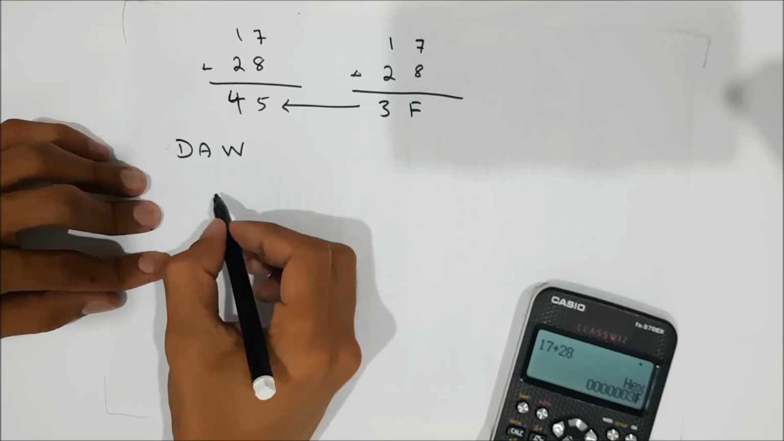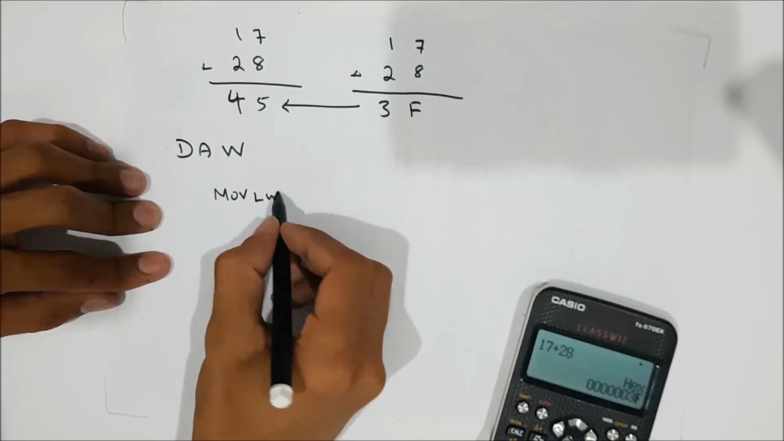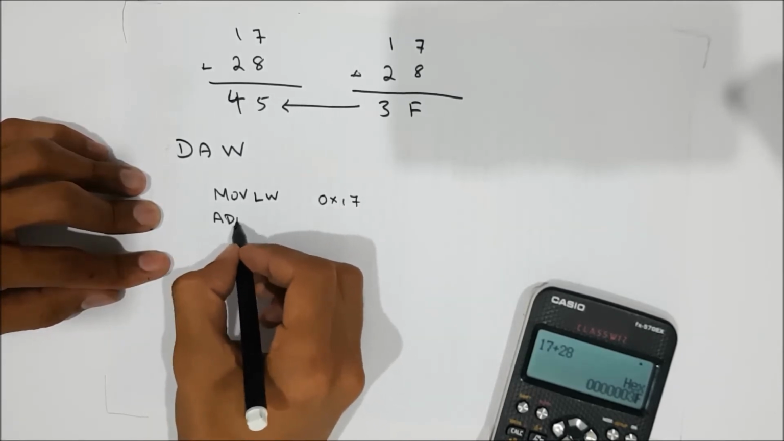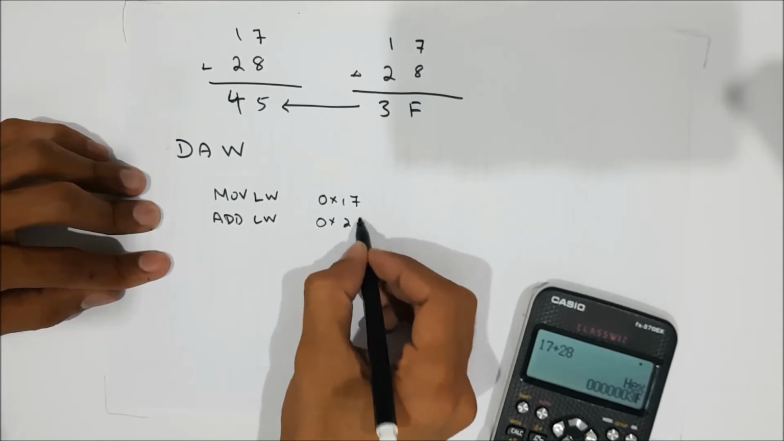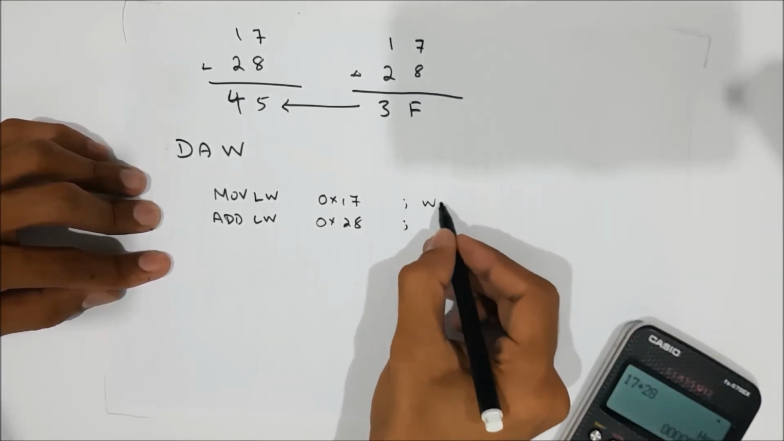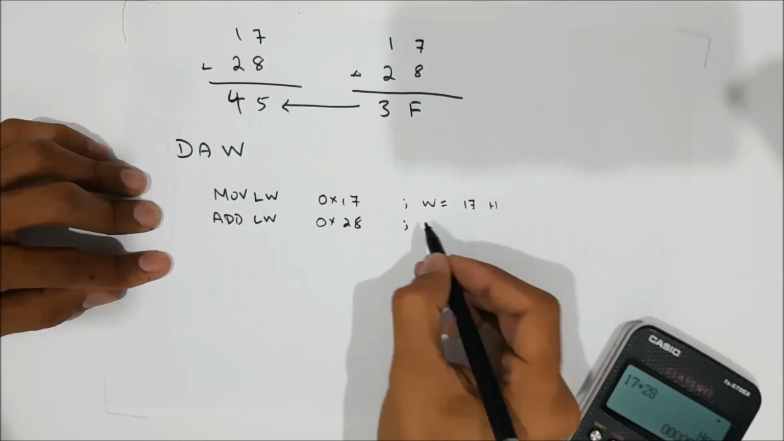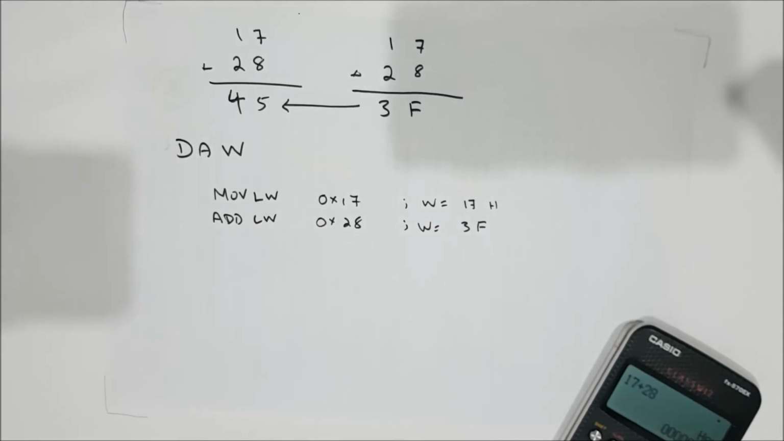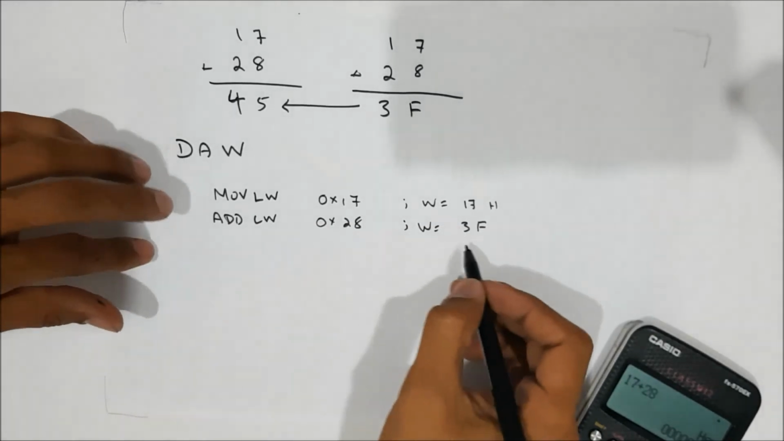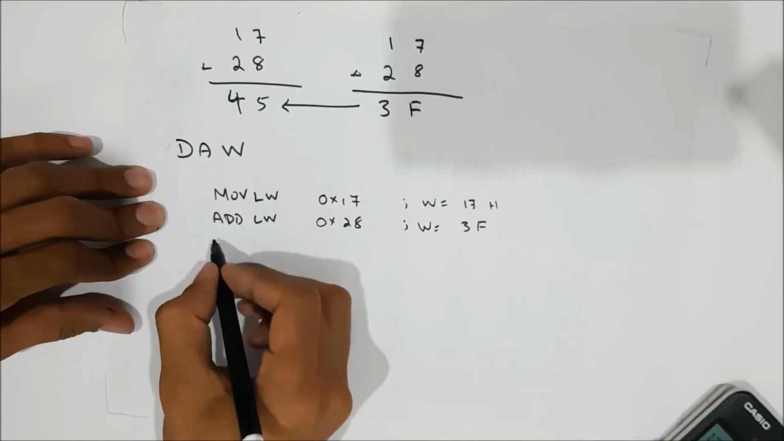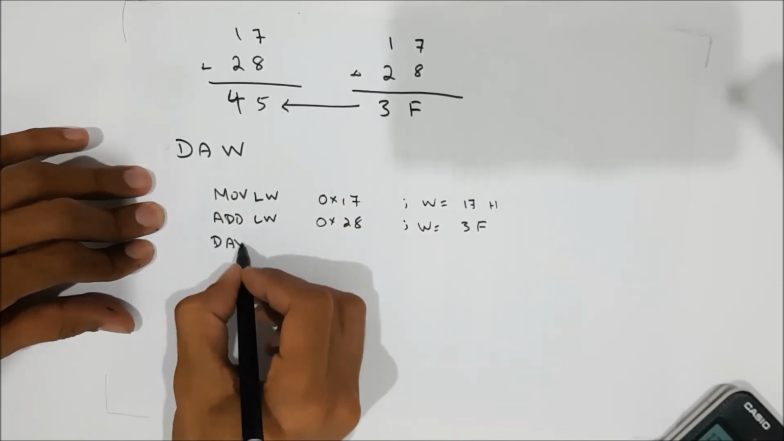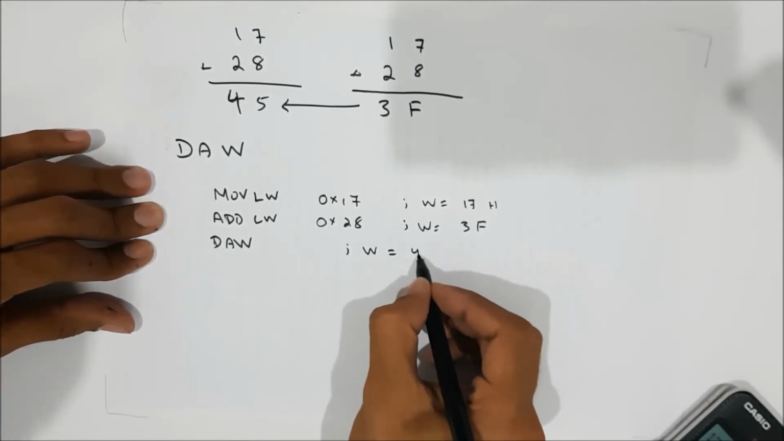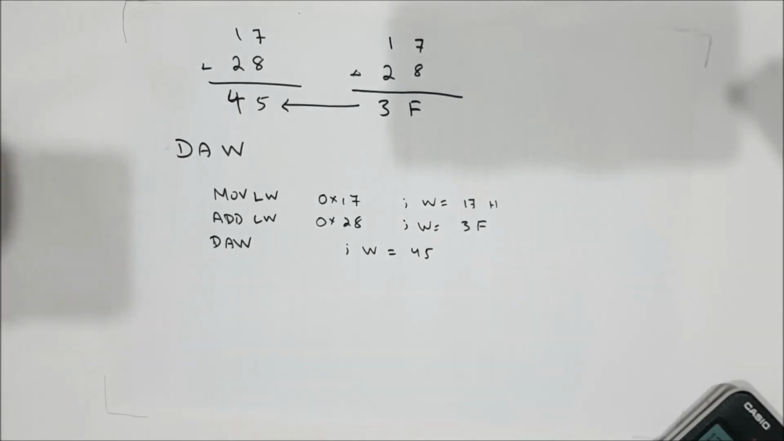Let's do an example. MOVLW 0x17, ADDLW 0x28. Now W is equal to 3F. What we want to do is convert this 3F to 45. So we will write just DAW. DAW will convert W to 45. How will it convert 3F to 45?